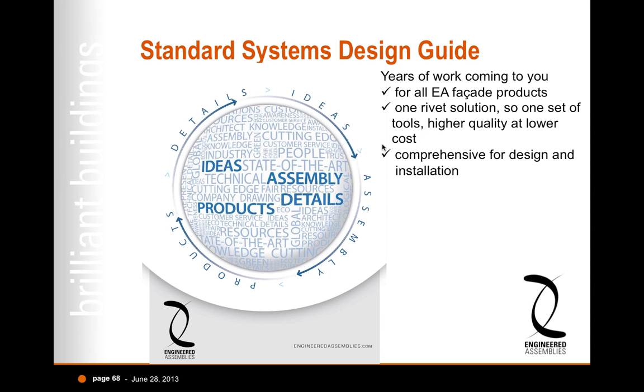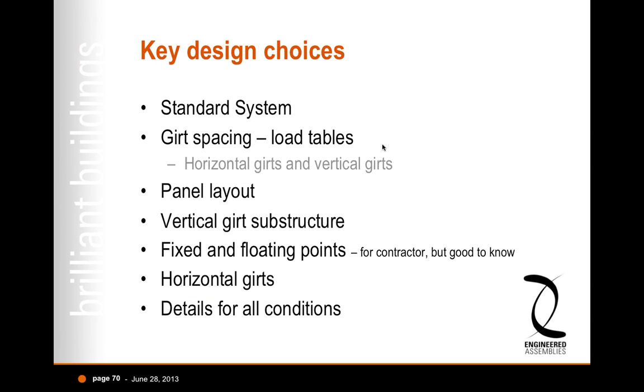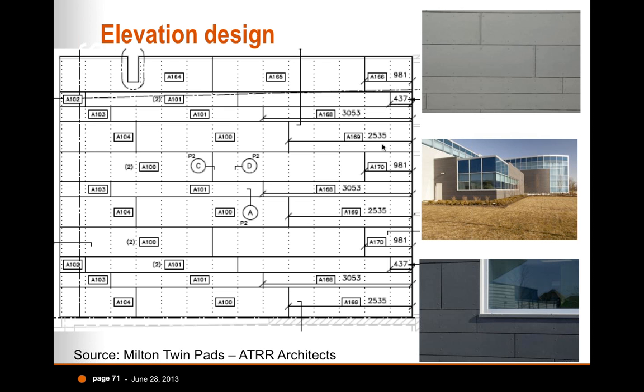Now our design guide, which we have available on our website, you just need to register quickly for it, covers all the different details. And I'm just going to touch on a couple of them. It covers the system, the girt spacing, the panel layout, vertical girt substructure, fixed and floating points, horizontal girts, etc. That book is very, very thorough and it really helps you out a lot in your design decisions. I just wanted to paint a picture about this.